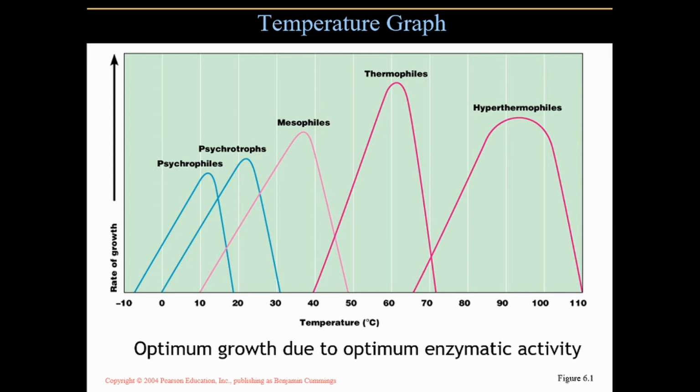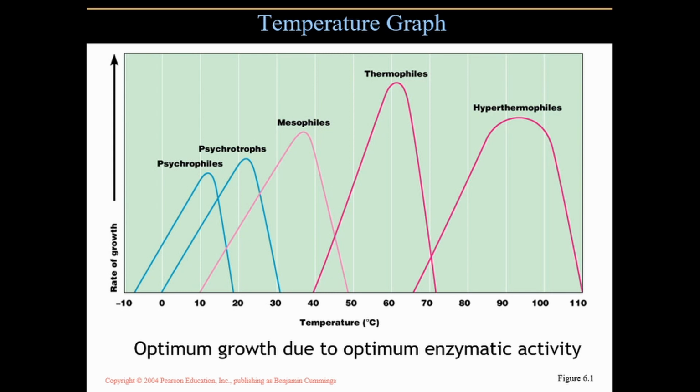But at the mesophile category, you'll notice that it peaks at 37 degrees Celsius. Well, do you know of any organisms that have a body temperature of 37 degrees Celsius? That would be us. And so we become the perfect incubator for the mesophilic bacteria that are thriving at 37 degrees Celsius. And you can see thermophiles at a higher temperature, and then hyperthermophiles as well.